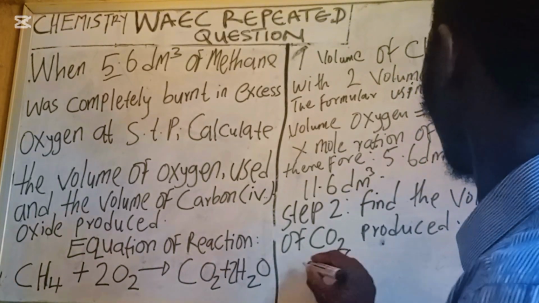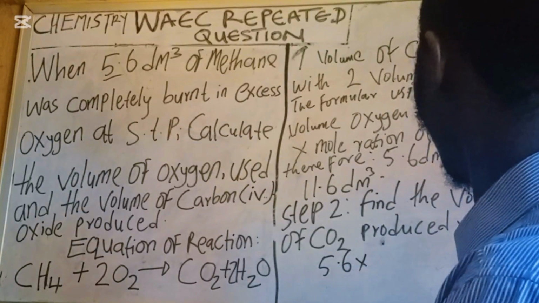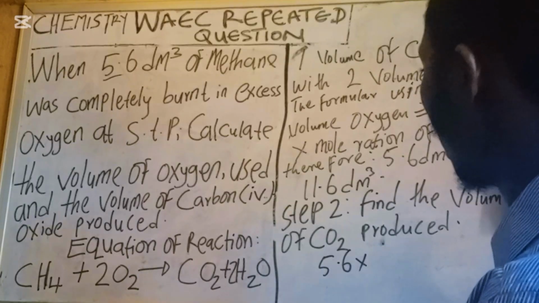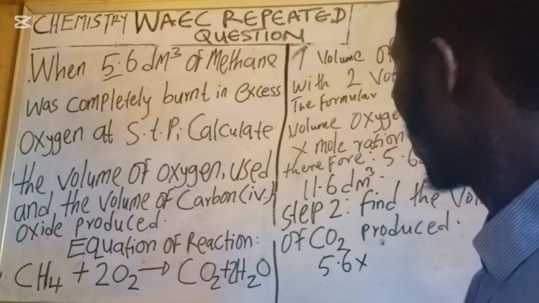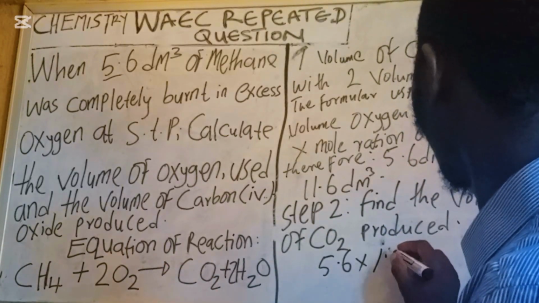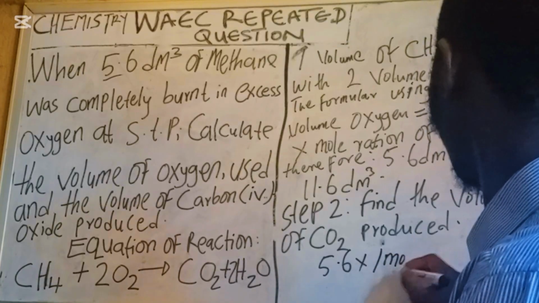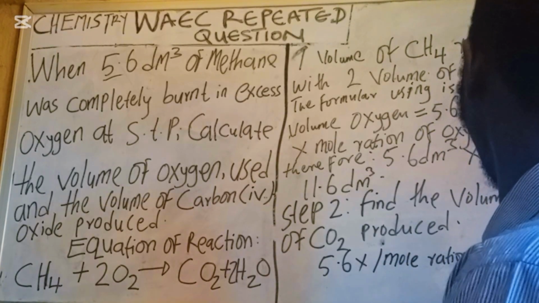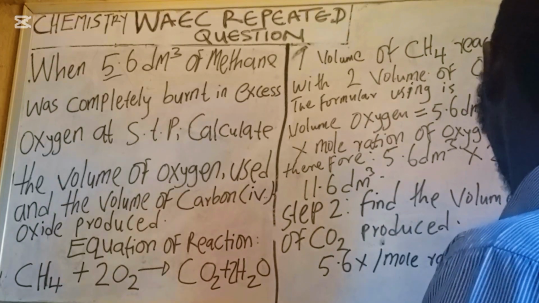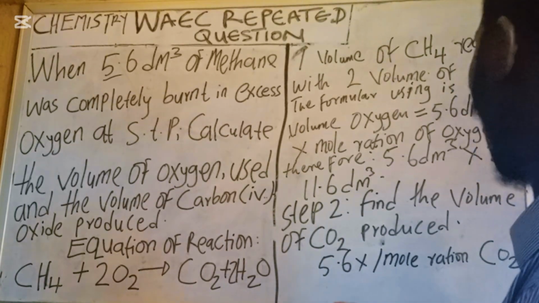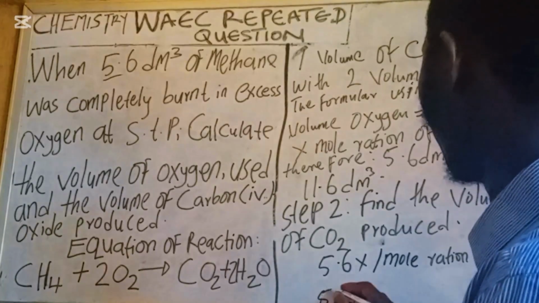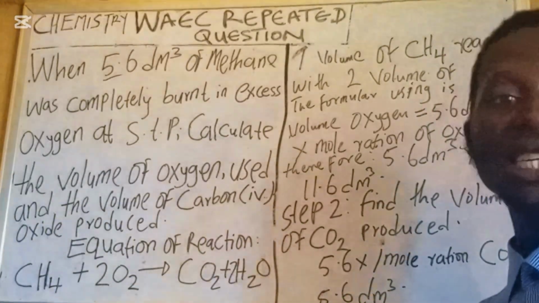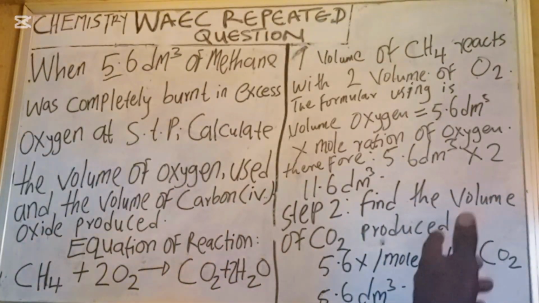The little difference here is, now we have 5.6 times, instead of 2 now, you see, we are not using 2 because the mole ratio of carbon dioxide is 1. When you multiply this times 1, it will give you 5.6 dm cube. So this is the final answer for this question.